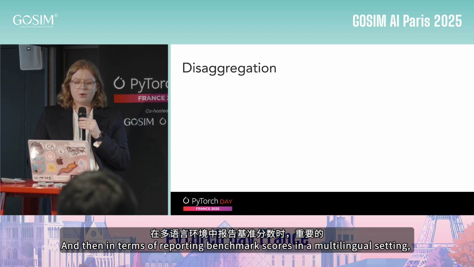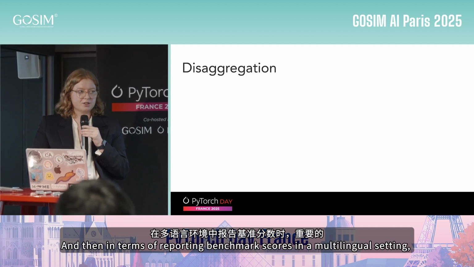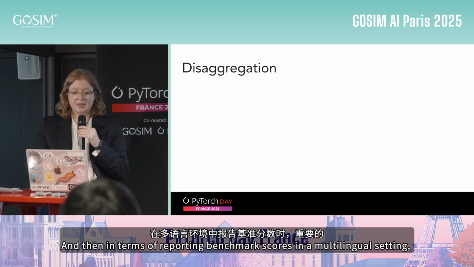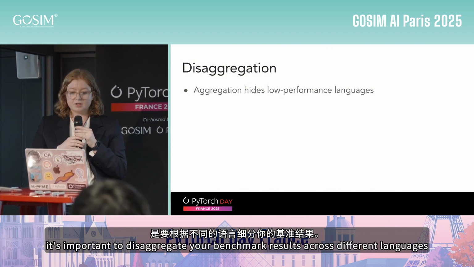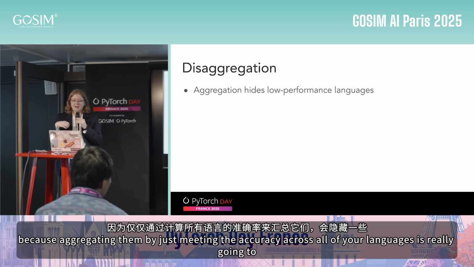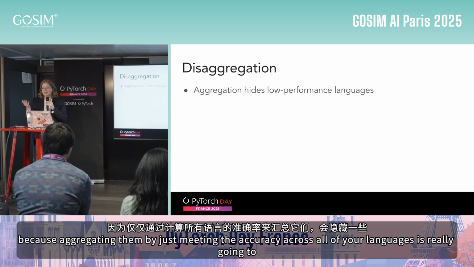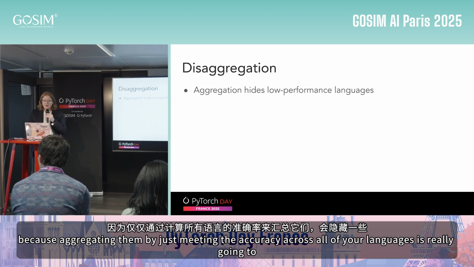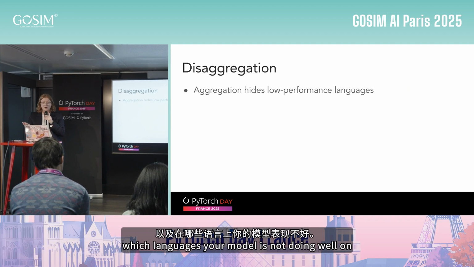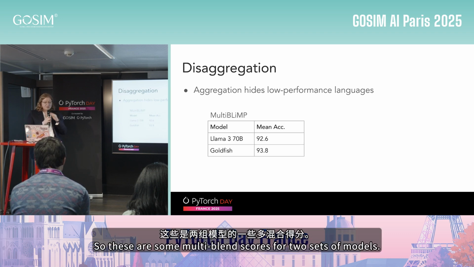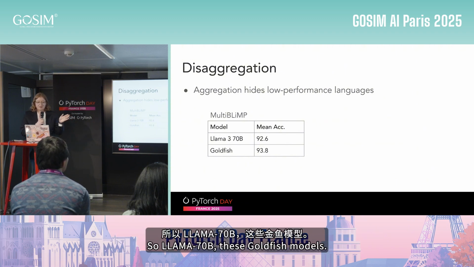And then in terms of reporting benchmark scores in a multilingual setting, it's important to disaggregate your benchmark results across different languages, because aggregating them by just taking the mean accuracy across all of your languages is really going to hide some important information about, especially, which languages your model is not doing well on. So these are some MultiBLiMP scores for two sets of models, Llama 7B and these Goldfish models.